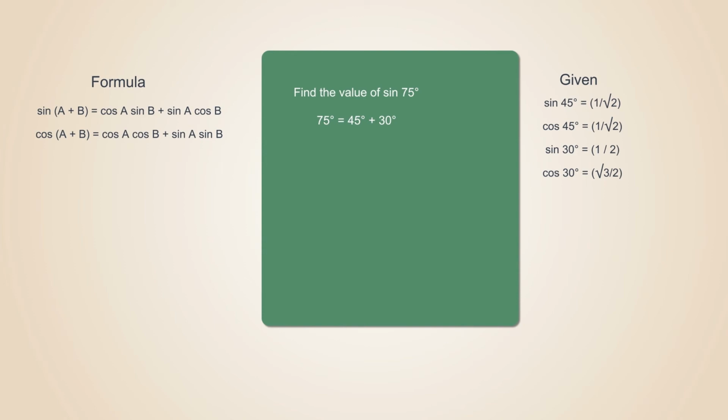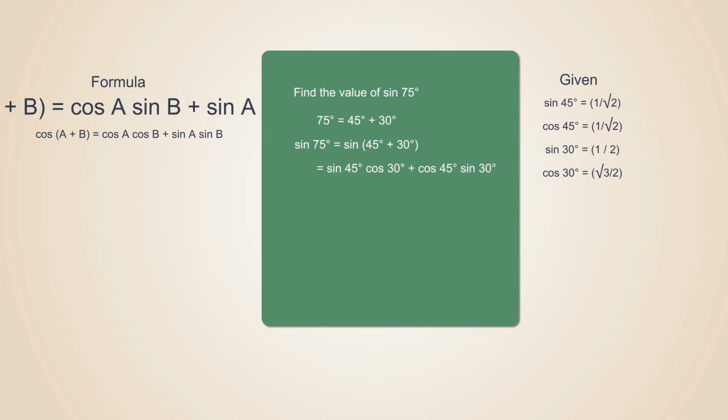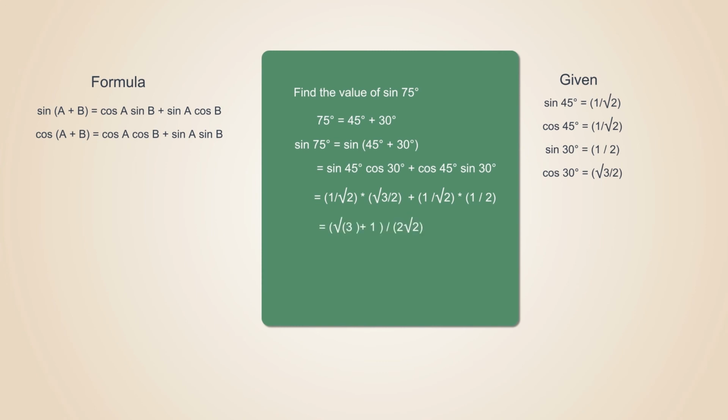So sine 75 degrees is equal to sine of 45 degrees plus 30 degrees, which is equal to sine 45 degrees cos 30 degrees plus cos 45 degrees sine 30 degrees. Now we know the value of sine and cos for 45 degrees and 30 degrees. So sine 75 degrees becomes 1 upon root 2 into root 3 upon 2 plus 1 upon root 2 into 1 upon 2, that is root 3 plus 1 upon 2 root 2.